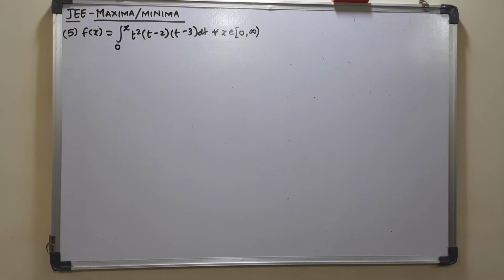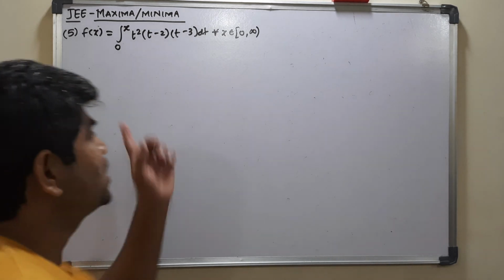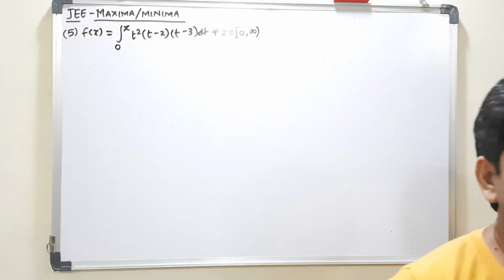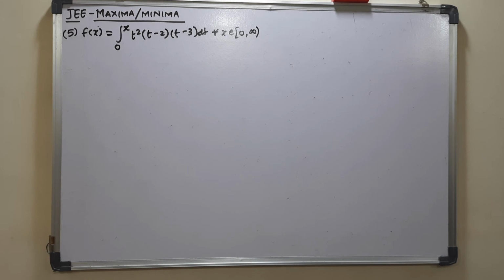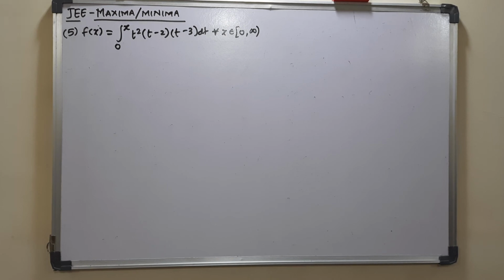Now, coming to one of the beautiful questions. Function of x is given to you as integration from 0 to x of t square into t minus 2 into t minus 3 dt. If you remember this, it will bring you to the concept of Leibniz. Recollect it. What it says?